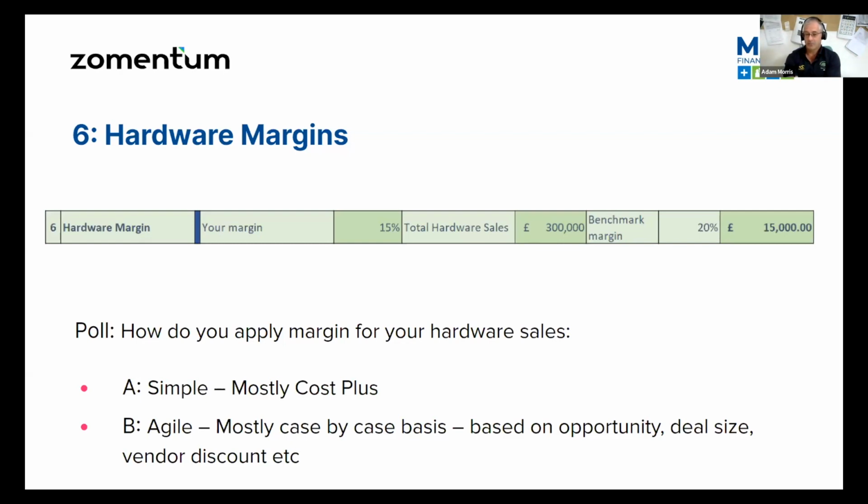So is it mostly a cost-plus approach, straightforward, the same for everything? Or is it more agile, case by case, based on the opportunity, who the client is, the deal size, discounts from the vendor, etc.?